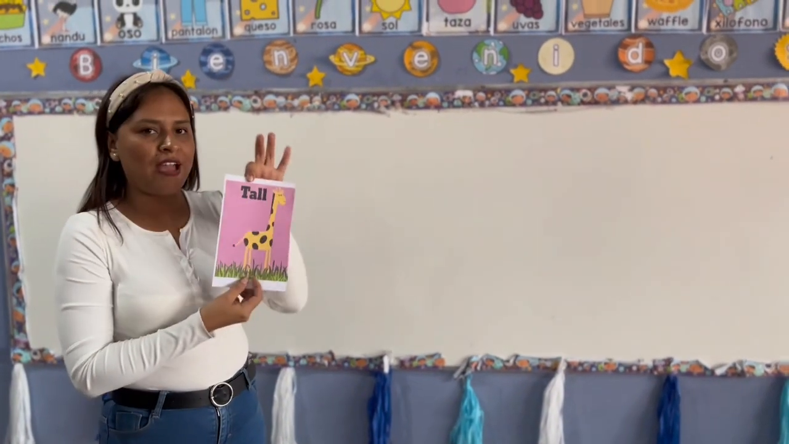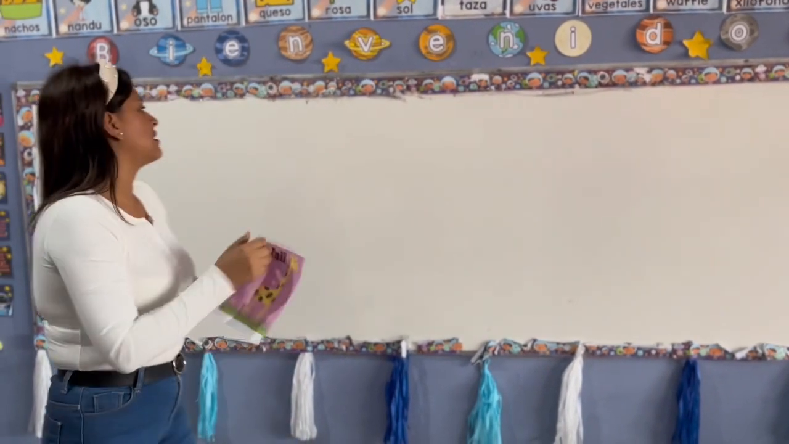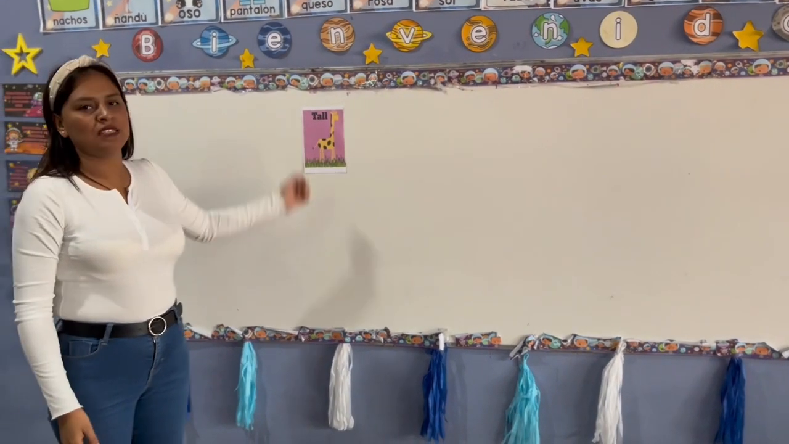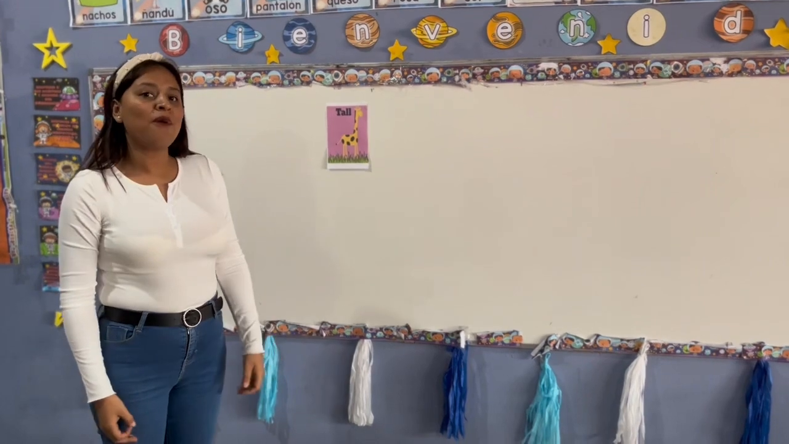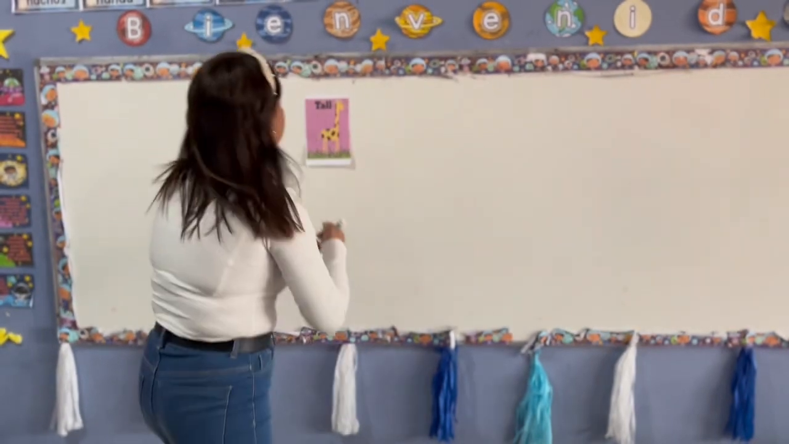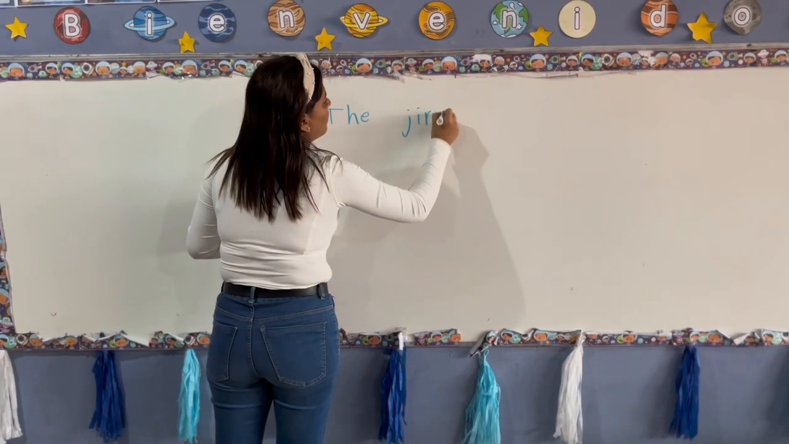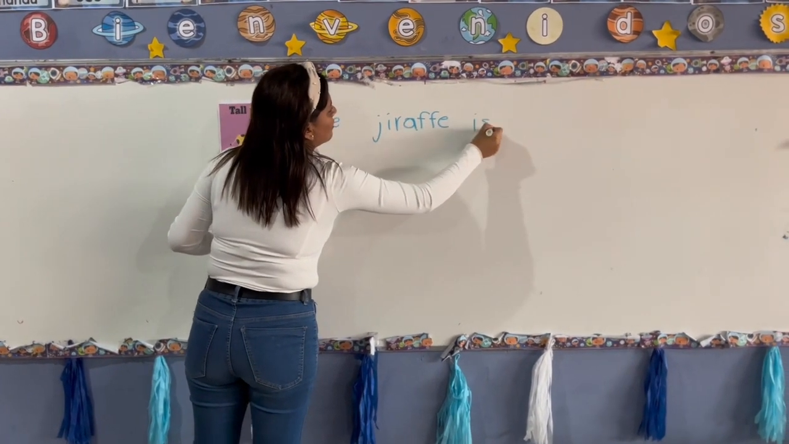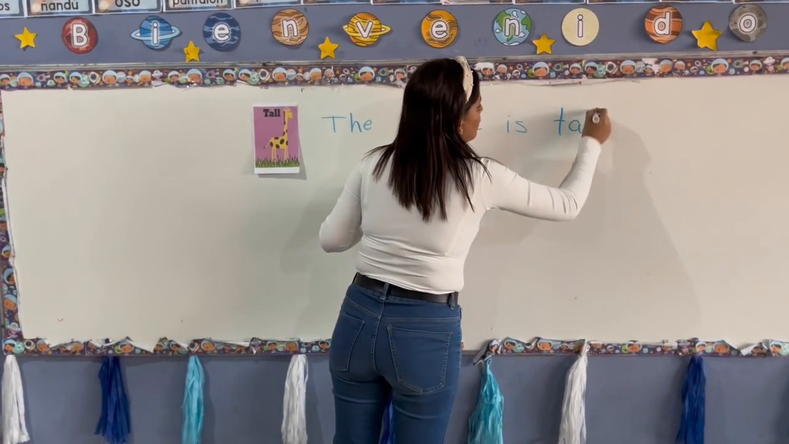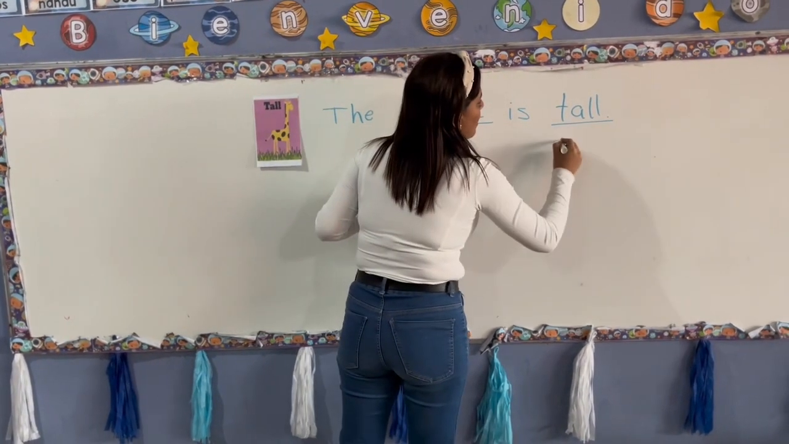We have here a giraffe. Do you see how the giraffe is? Can you describe it? Let's make a sentence. First of all, we have to know that giraffe is the noun of this object. And how is a giraffe? The giraffe is tall. So now let's complete all this sentence. The giraffe is, how is it? Yes, it's tall. So here I have my noun, and here is my adjective.